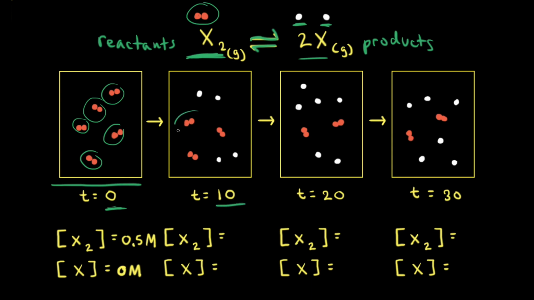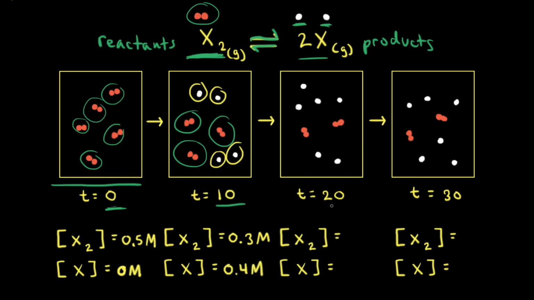And now we can see there are three particles of X2 in our box. And so that would be 0.3 molar. So let's go ahead and write 0.3 molar in for our concentration. And now we have some particles of X. There are 1, 2, 3, 4 particles. And once again, if each particle represents 0.1 moles, that's 0.4 moles of X divided by 1, or 0.4 molar.